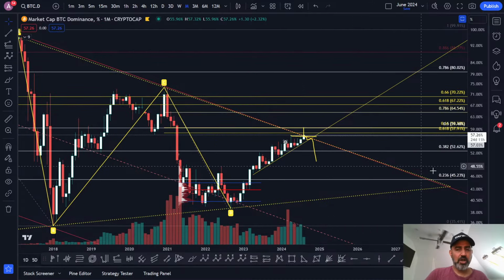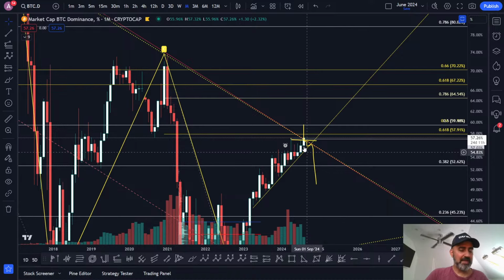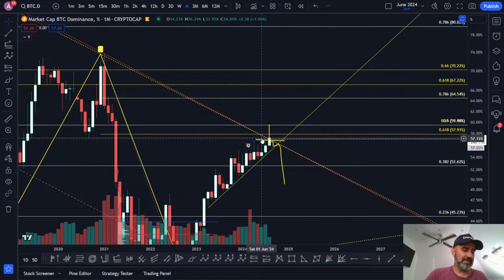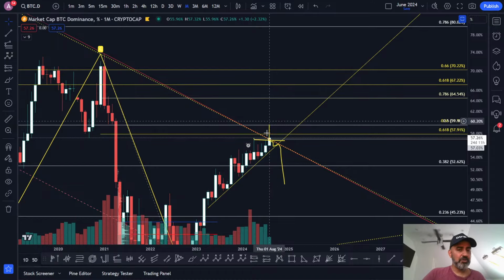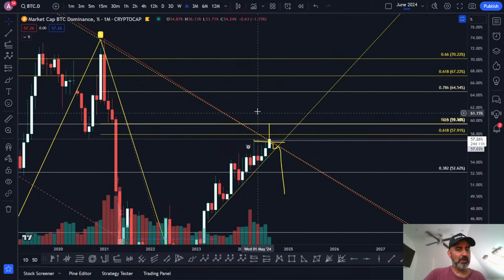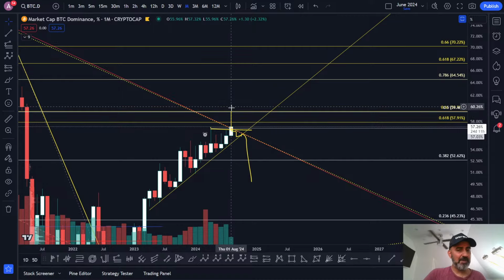So you can't judge it based on local price action on the 5-minute time frame or on the 2-hour time frame. You've got to be looking at these trend lines on the higher time frames, monthly, weekly at least, to see if they're being respected or not. You can't really trade them. It just gives you an idea of where Bitcoin dominance is going to find resistance. We're coming into resistance now.